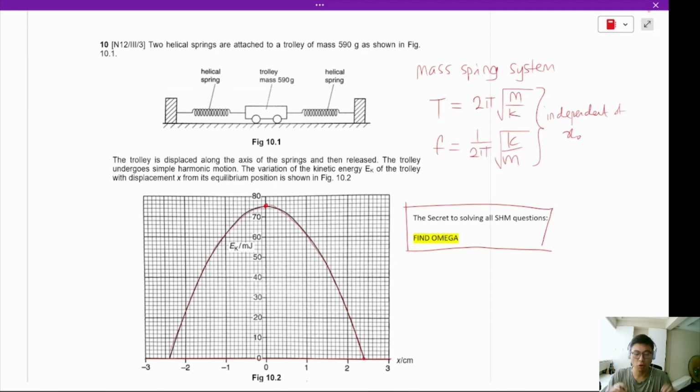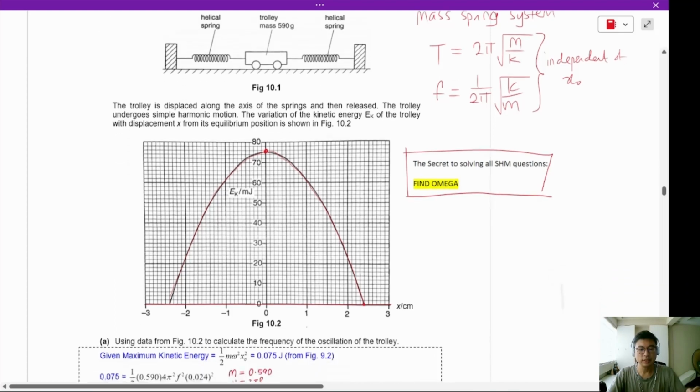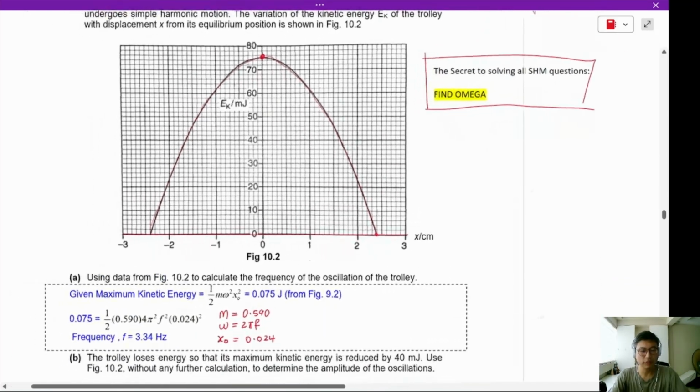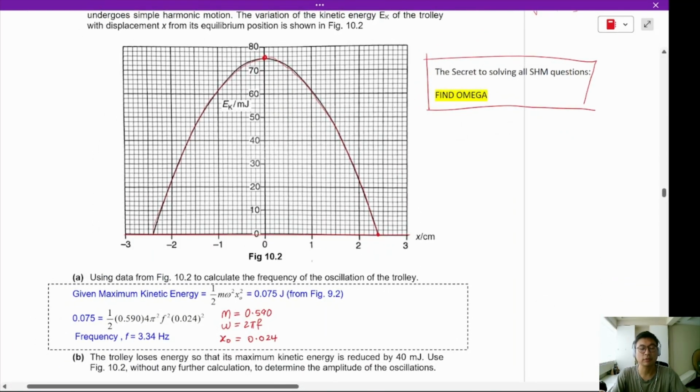Now the secret to any simple harmonic motion question is very easy. Just find omega. So let's take a look at this graph over here. Using data from 10.2, calculate the frequency of oscillation of the trolley. Now omega is found over here. This is the maximum kinetic energy, half m omega squared x naught squared. And x naught is found over here. So using the data, this is 75 millijoules, and this is 2.4 cm.